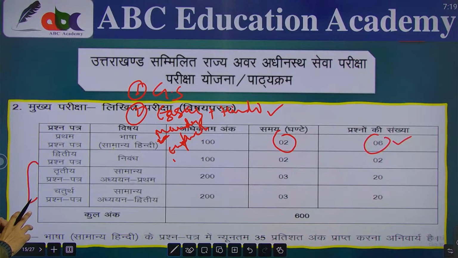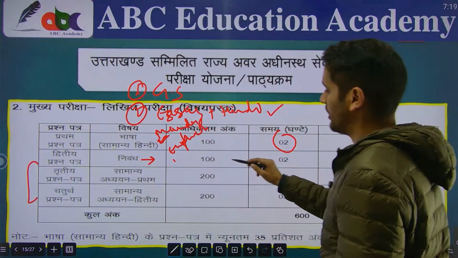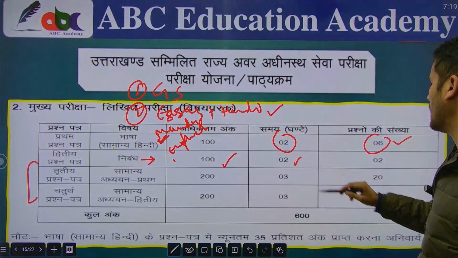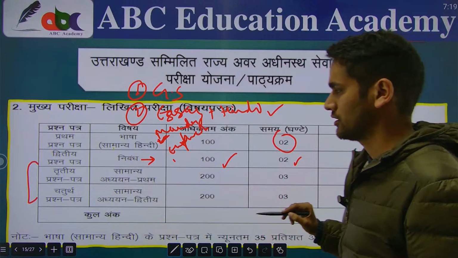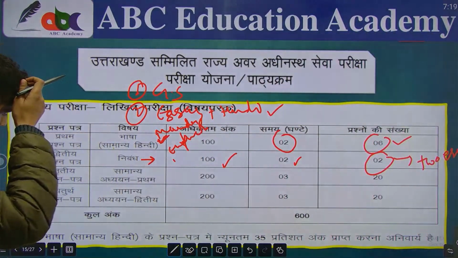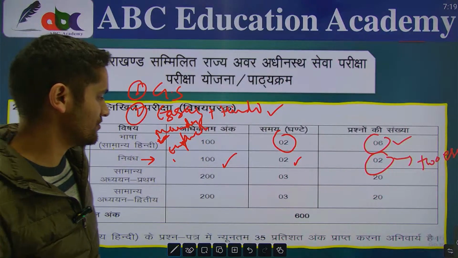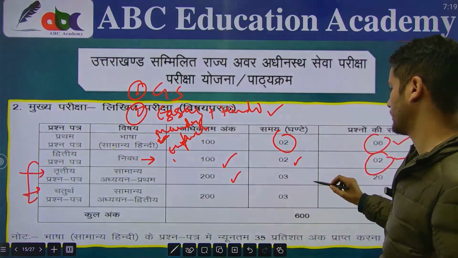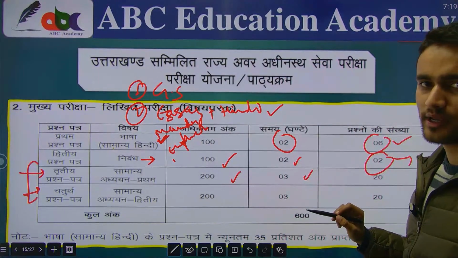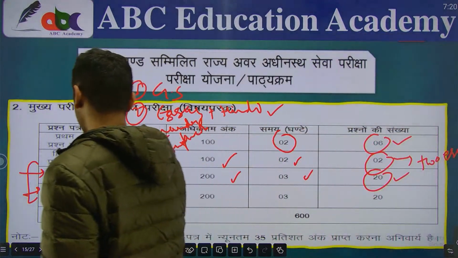The second paper will be of essay, which will carry 100 marks, for which you will be given 2 hours, and total number of questions will be 2. Means there will be 2 essays. Now, the third paper will be of general studies first, which will carry 200 marks. 3 hours will be given for the exam, and there will be total 20 questions. And same is about the fourth question paper.